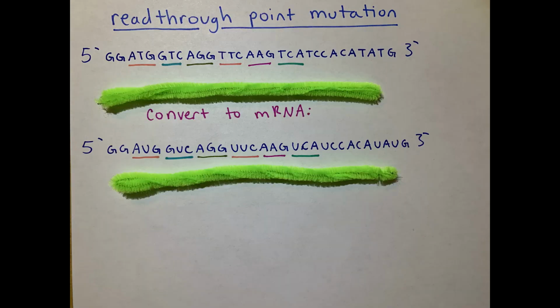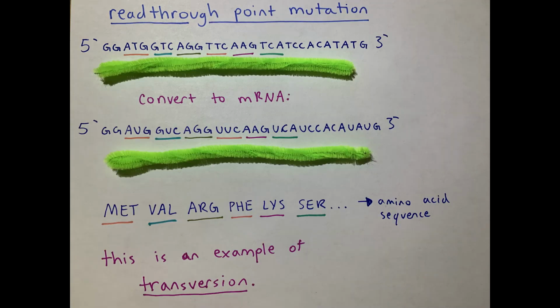The amino acid sequence is now longer than expected as the stop codon was changed to a codon that does not code for stop. The amino acid sequence is MET, VAL, ARG, PHE, LYS, and SER, and will continue on until a stop codon is found. This is a transversion as adenine, a purine, is changed to cytosine, a pyrimidine.